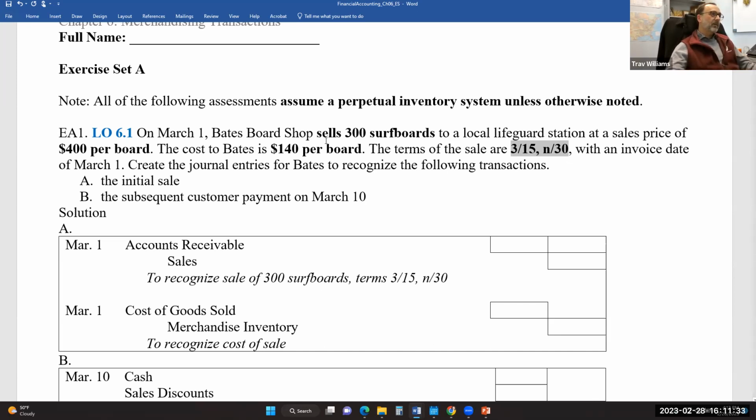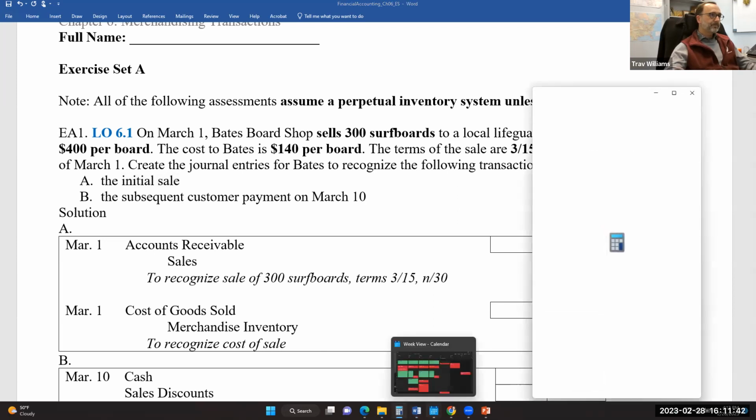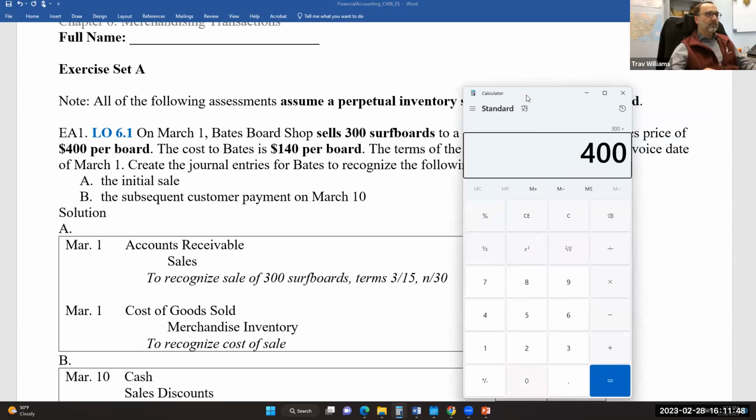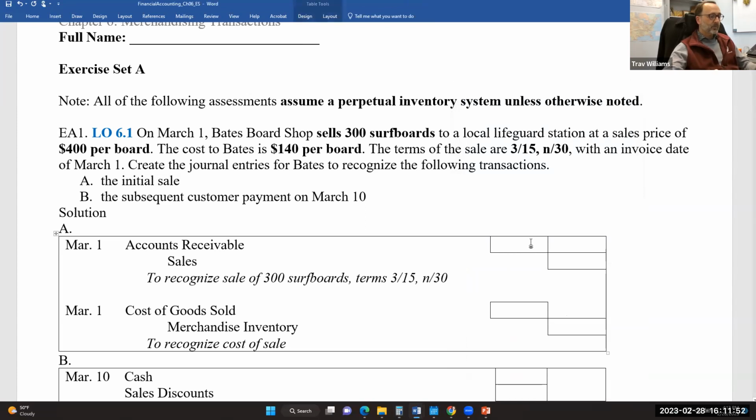Okay, so here we have to first journalize the initial sale. The company sold 300 surfboards, and the price was $400 each. So that's $120,000 of sales revenue and accounts receivable. Okay. Right? That's nothing new. You've seen that before.